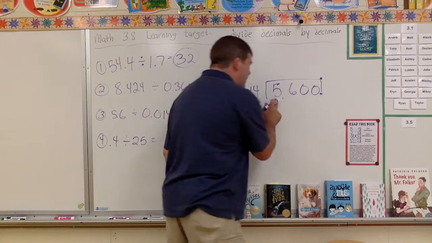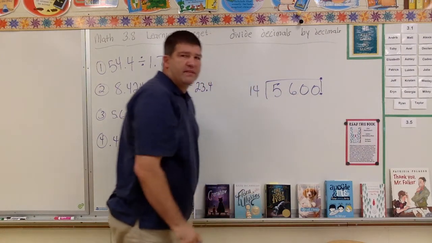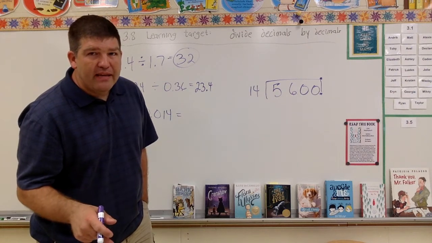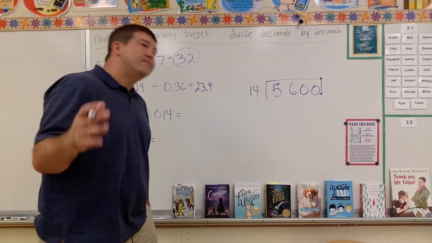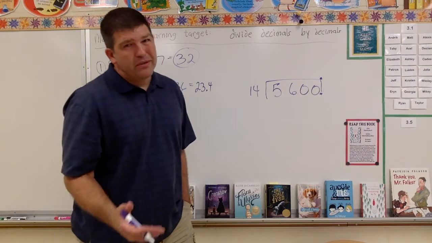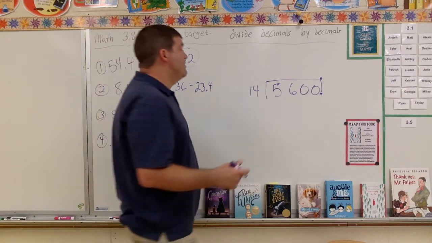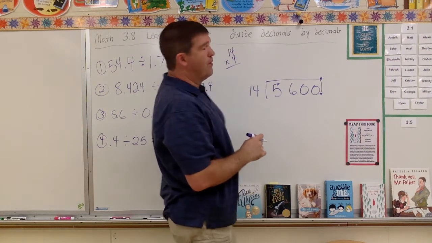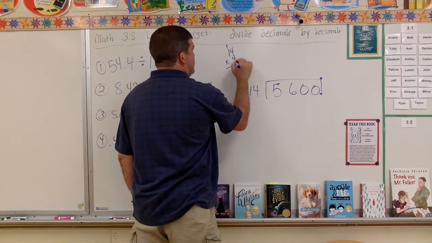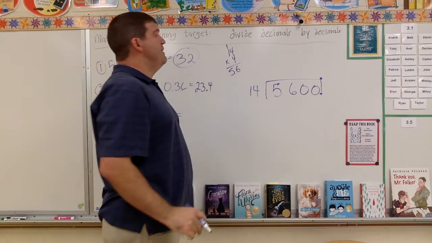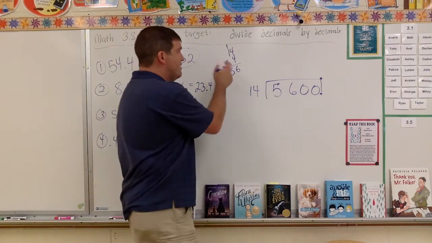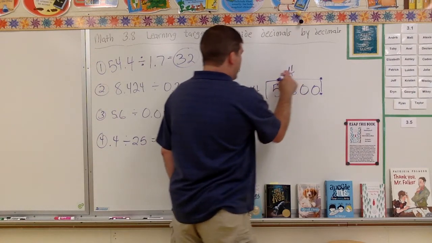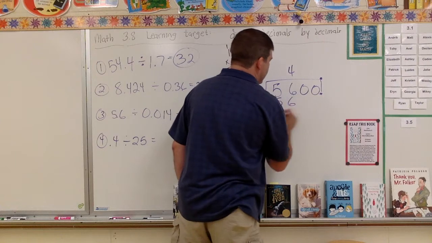14 goes into 5 0 times, so I need to go into 56. 1 is 14, 2 is 28, 3 is 42, 4 maybe. Let's try 4. 14 times 4. These are going to be 3 or 4. Let's see, that's 16, 4, 5, 56. Oh, it's exactly it. I guessed it a little bit, then I checked it, and I got it. So, 4 times 14 is 56.